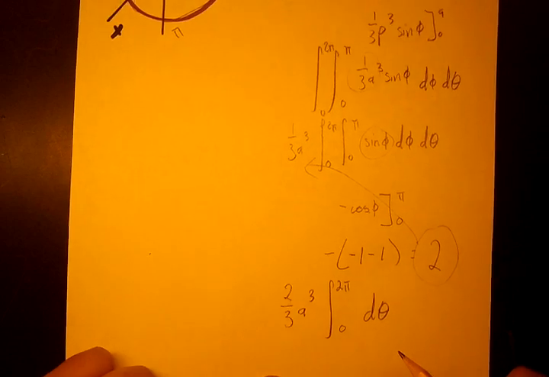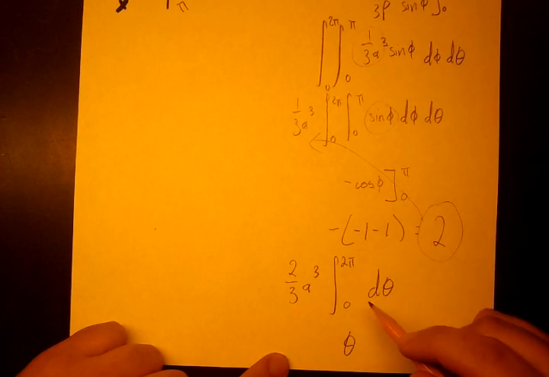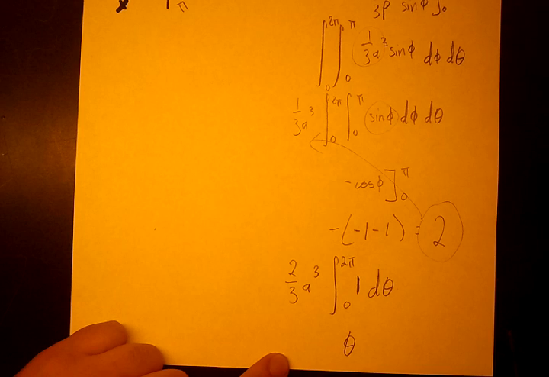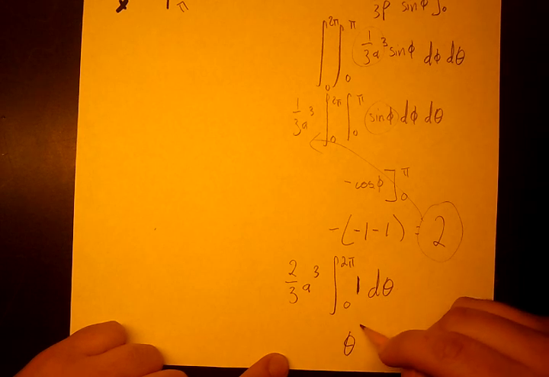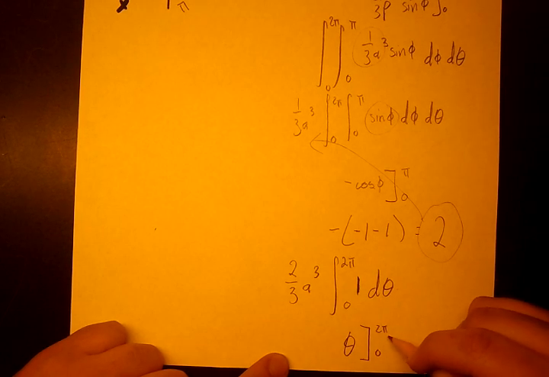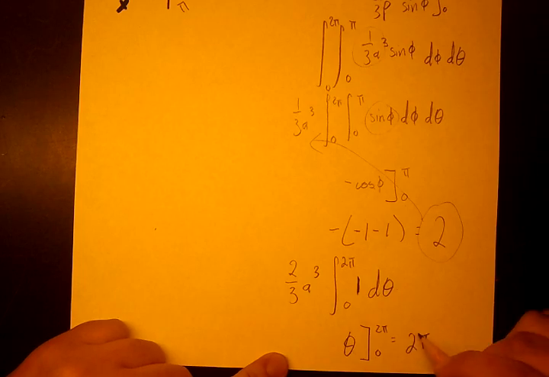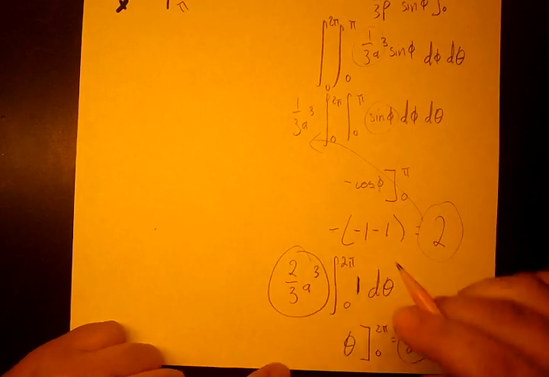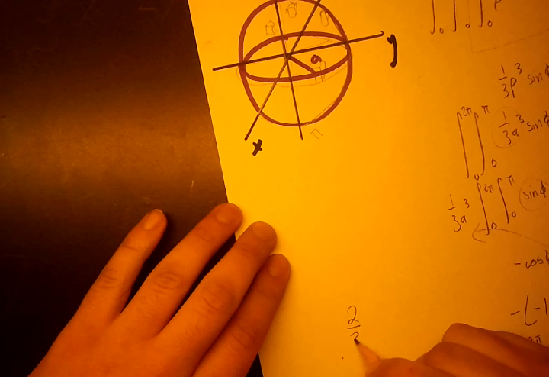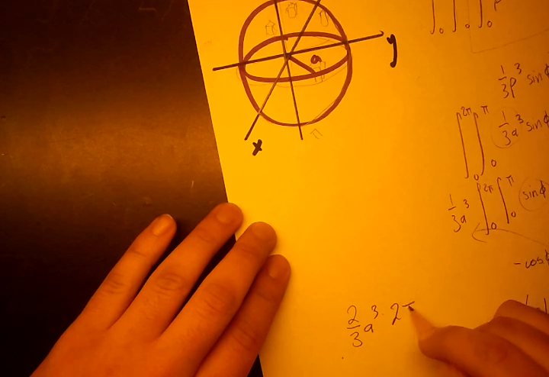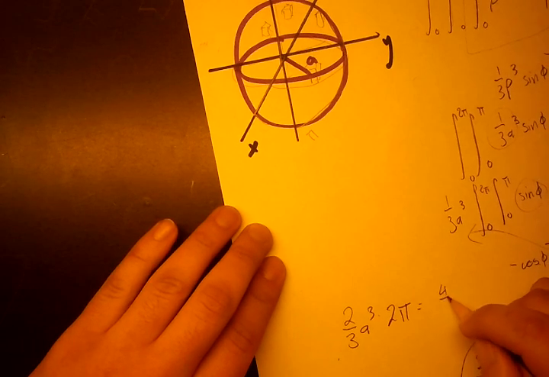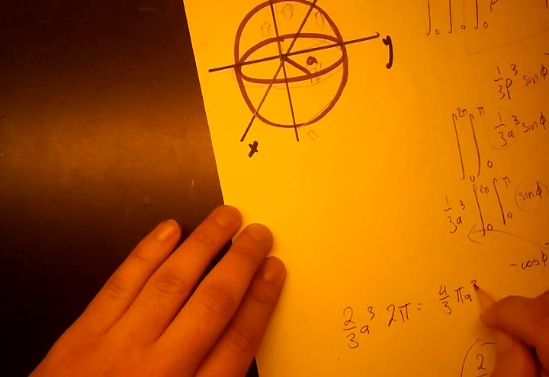Now when we integrate this, we're going to have theta, because this is actually just an imaginary 1 inside here, and that comes out to theta, evaluated from 0 to 2 pi, and that comes out to 2 pi. And this 2 pi multiplied by our 2/3 a cubed comes out to 4/3 pi a cubed.